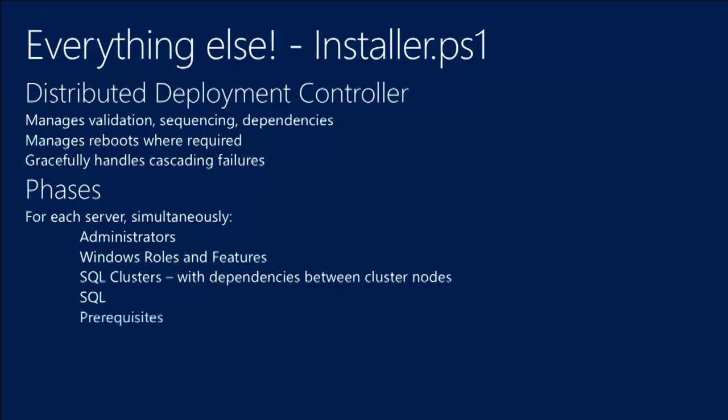There's a number of phases that it goes through on each server. First one is if there's any service accounts that need to be added as an administrator, it'll add those. If there are roles and features that need to be installed, so IIS, for example, .NET Framework, it'll install those. SQL clusters, it actually does with dependencies between them. So if you've got multiple nodes in a cluster, they have to be installed in a certain order. It will install that cluster with dependencies between the nodes in that cluster.